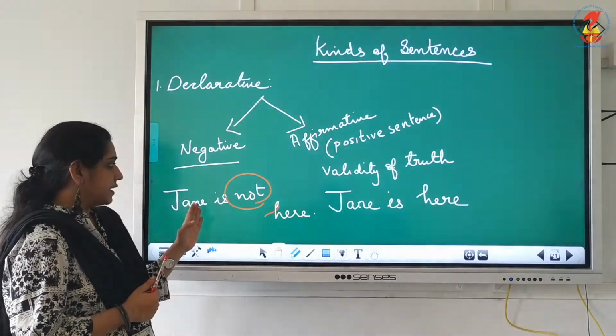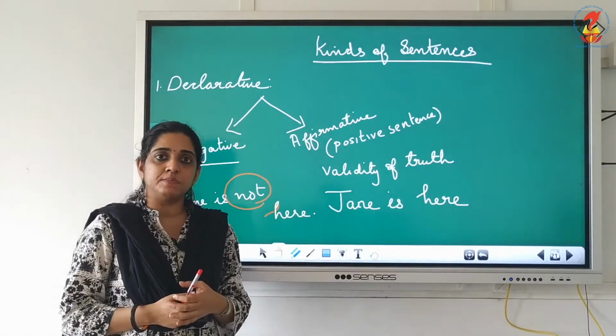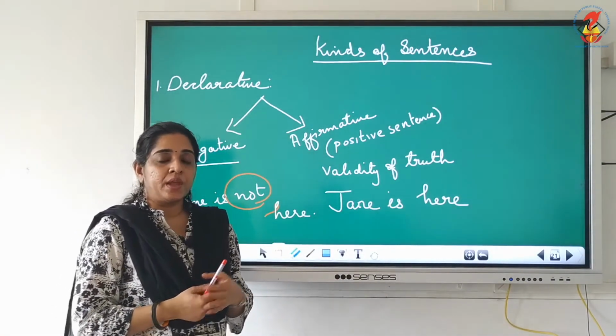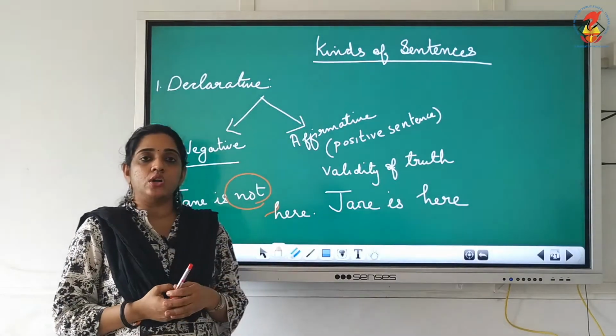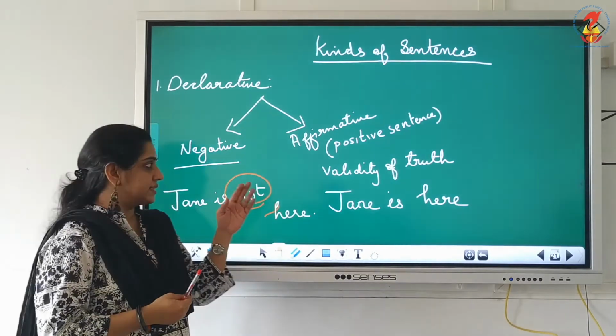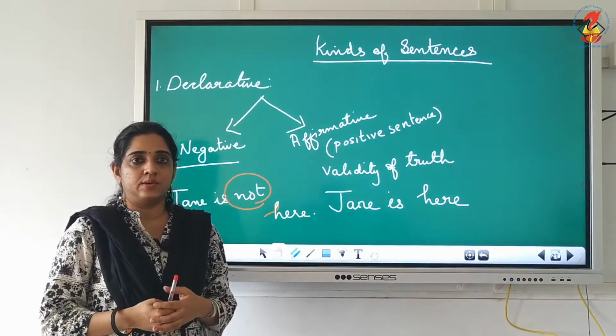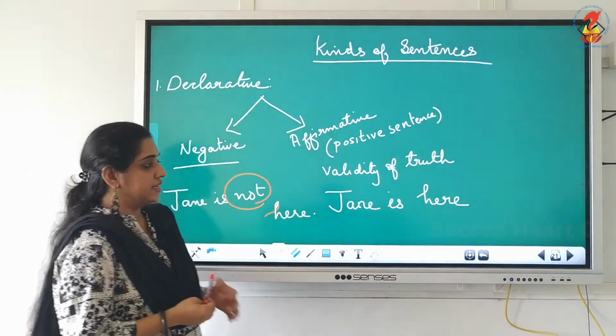Now let's see the example. "Jane is here." That is an affirmative sentence. That's a positive statement, isn't it? How can you make it negative? You can make it negative by adding the word not. "Jane is not here." So the word not means that it is a negative sentence. The word no or not indicates that it is a negative sentence.